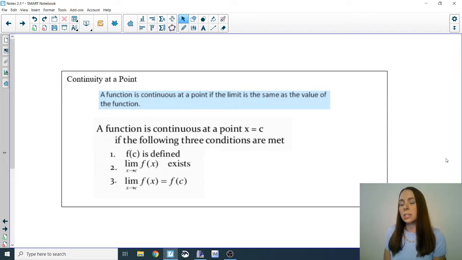A function is continuous at a point x equals c if the following 3 conditions are met. 1, f of c, we would call that the function value at x equals c, is defined, meaning that the point has a y coordinate. 2, the limit as x approaches c of f of x exists. That means that the left-hand limit as x approaches c and the right-hand limit as x approaches c are the same. They both exist. They are the same, and they're real numbers. And finally, number 3, the limit as x approaches c of f of x equals f of c. The statement that you see here in blue is basically saying this, and this is the most important piece.